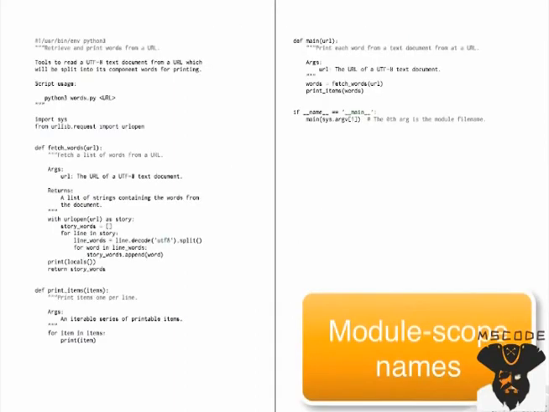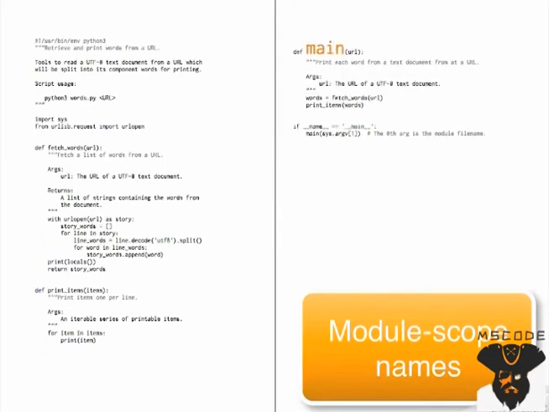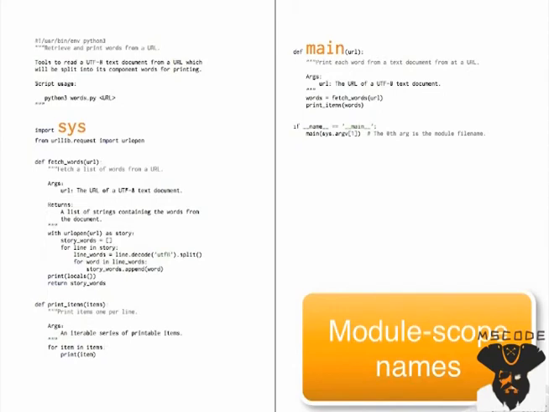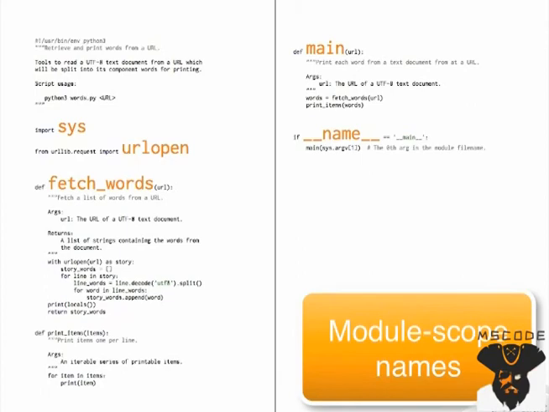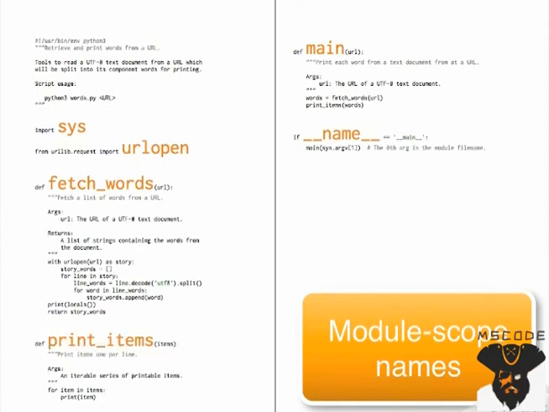Consider our words.py module. It contains the following global names: main, bound by the def main statement; sys, bound when sys is imported; double underscore name, provided by the Python runtime; urlopen, bound from the urllib.request module; fetch_words, bound by the def fetch_words statement; and print_items, bound by the def print_items statement.